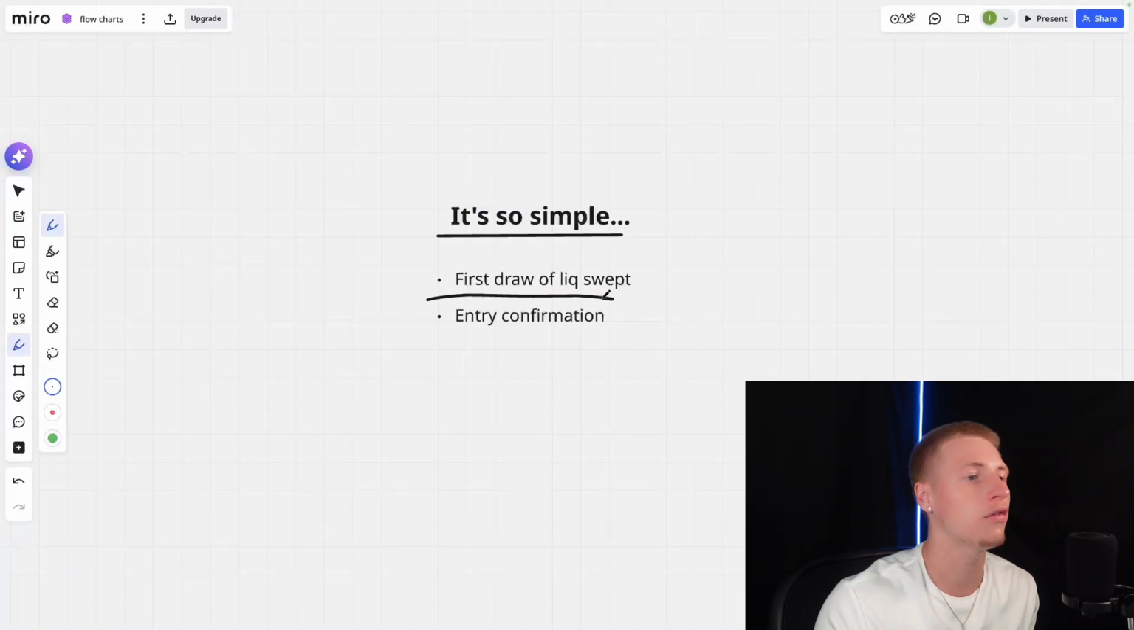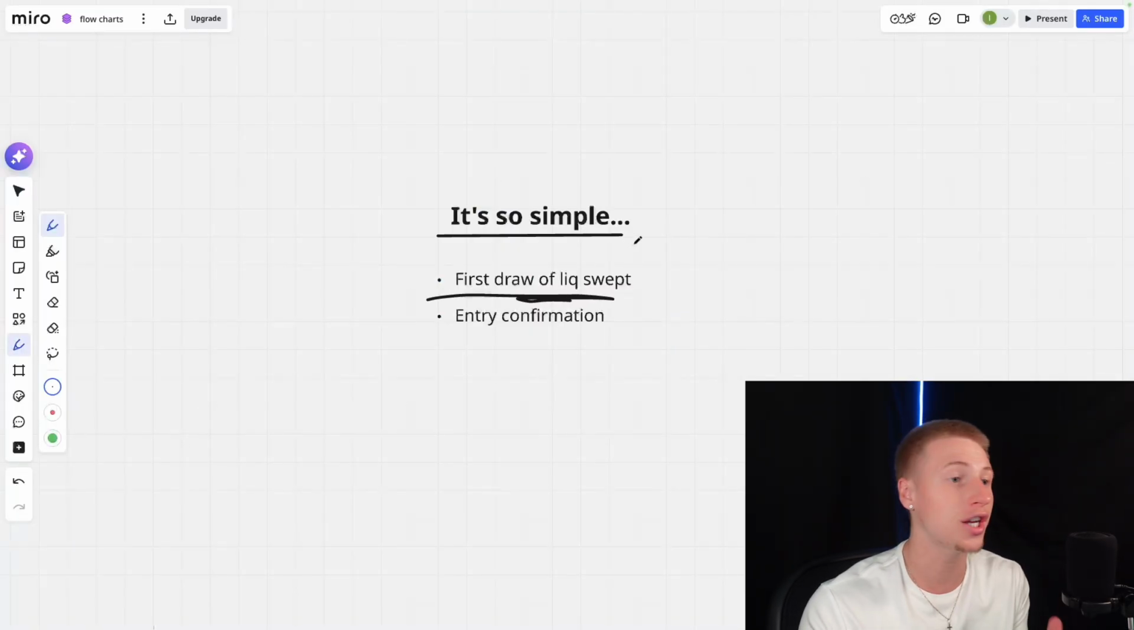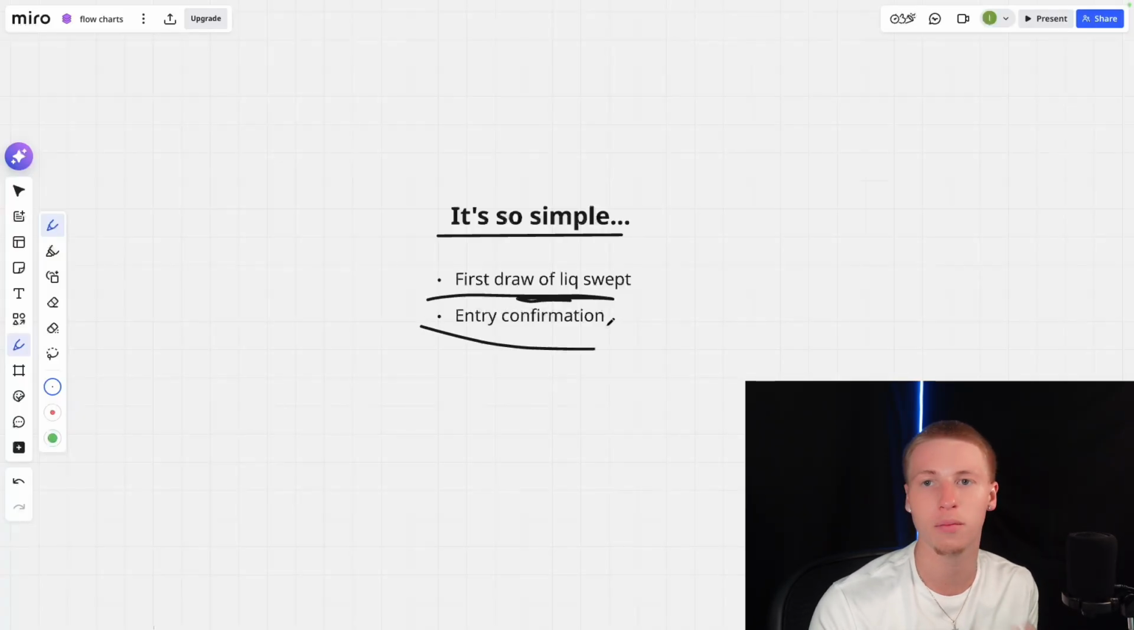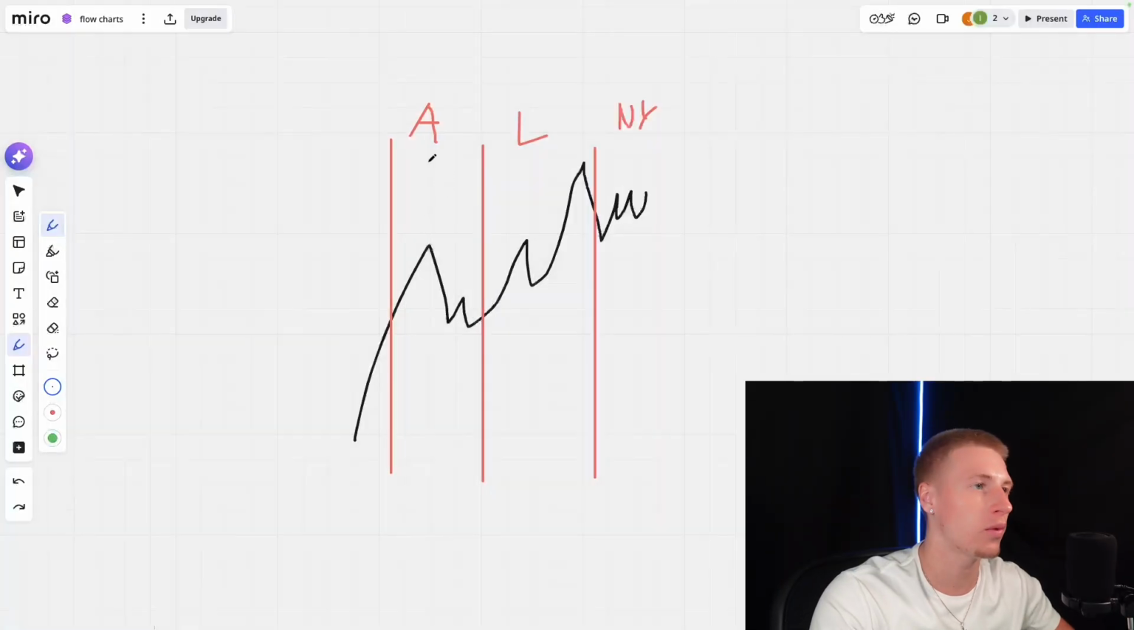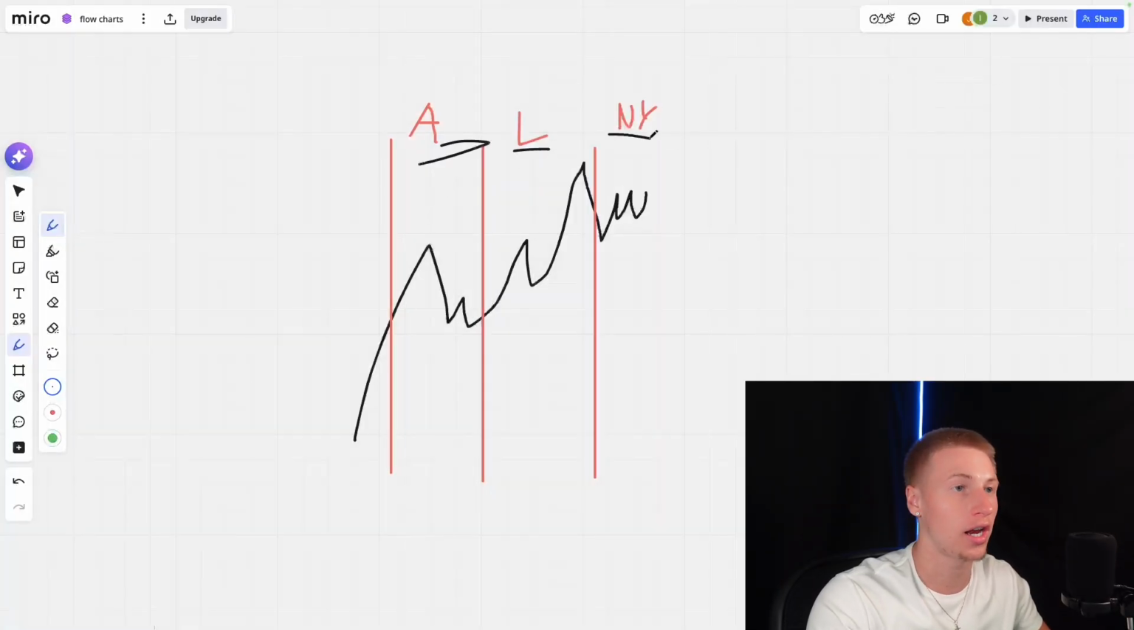Right out of open, we're looking for our first draw on liquidity to actually get swept. And as soon as that happens, we are looking for our entry confirmation. It is only two steps. It seems extremely simple, but you need to break down the actual draws on liquidity and what our liquidity sweeps could be, because you've got to break it down into three sessions, right? We've got our Asian session, we've got our London session, and now we're in New York.